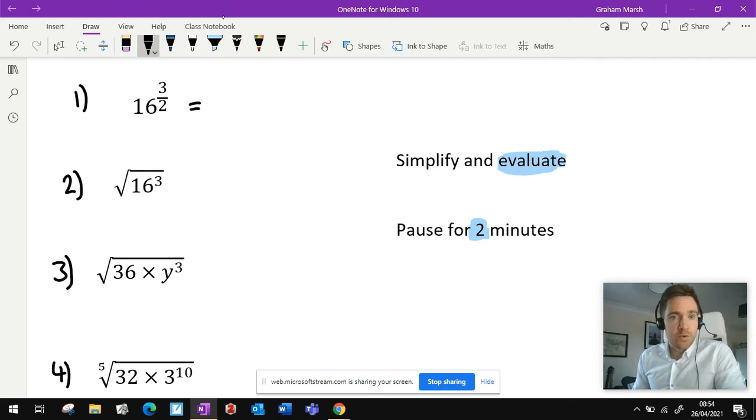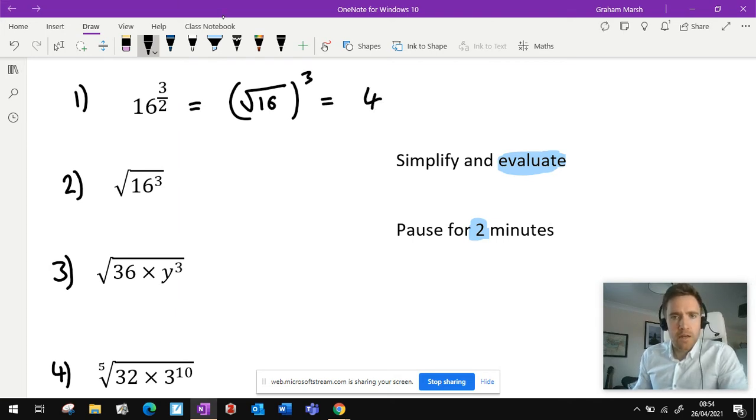Okay, so this first one is a fractional indices where we have the number on the bottom of the fraction being the root and the number on the top being the power. So you did see a few of these on Friday, actually. Perhaps you remember that we have to do the square root of 16 and then we cube it. So that's going to be 4, that's the square root of 16. Then we cube 4, times it by itself 3 times, and we get 64.